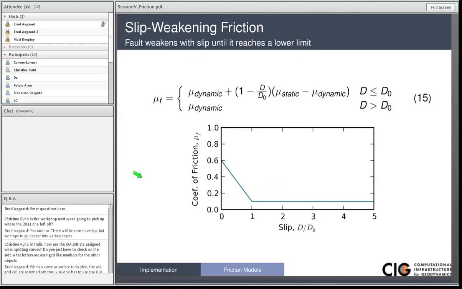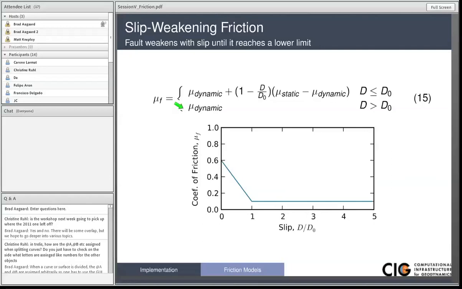For quasi-static modeling, and dynamic modeling, a very popular friction model is the slip weakening friction. Here, the plot shows the coefficient of friction decreasing from a static value of 0.6 down to a dynamic value of 0.1 as the slip develops up to a value of D0. In mathematical terms, that's up here in the first half of equation 15. So we can see when d equals 0, we end up with our static value. As d approaches D0, we reach our dynamic value, and then when d is greater than D0, we have just our dynamic value.